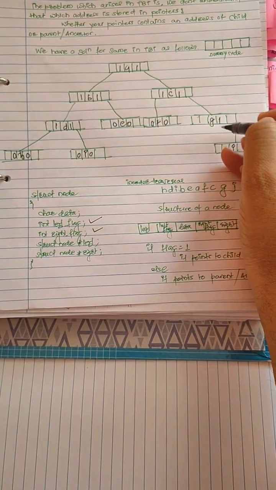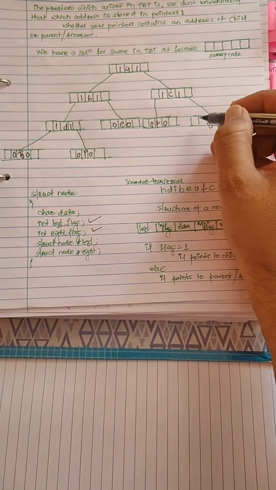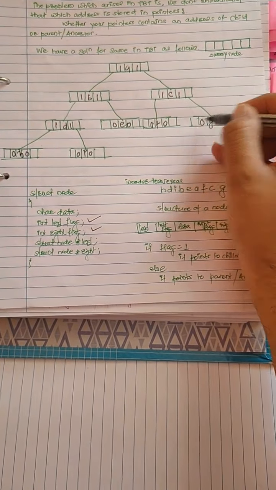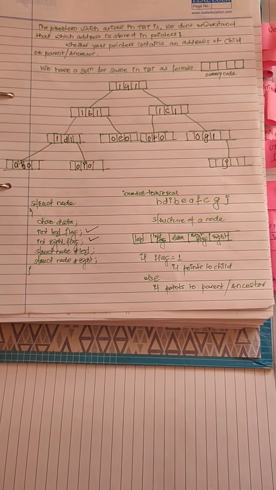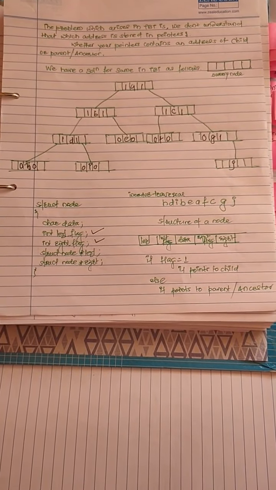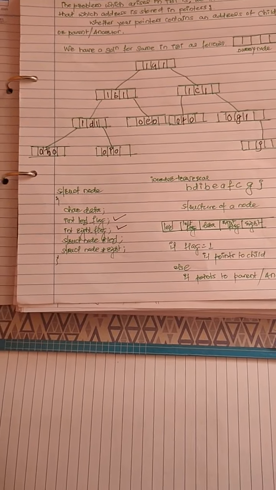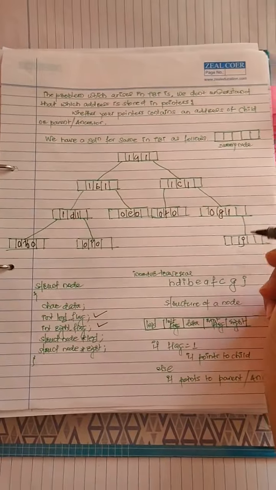Then right flag of G is 1 as it is having one child, but left is not pointing to anything, so left flag is equal to 0. So this is how we are providing values to pointers, correct? Next thing we will see in next video.